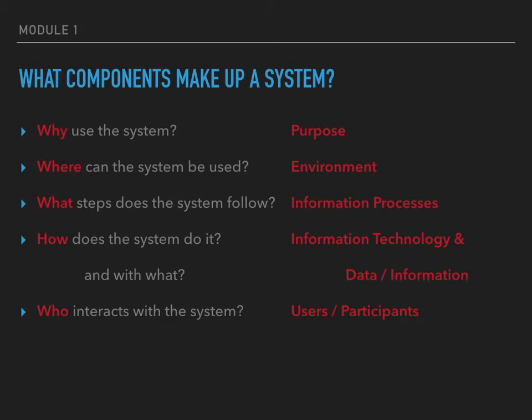We've spoken a couple of times about components, so what components actually make up an information system? We need to answer these 5 or so questions: why we would use the system, where the system could be used, what steps the system follows, how does the system do it and with what, and who interacts with the system. And they're going to give us these elements or components that are traditionally called the purpose of the system, the environment of the system.